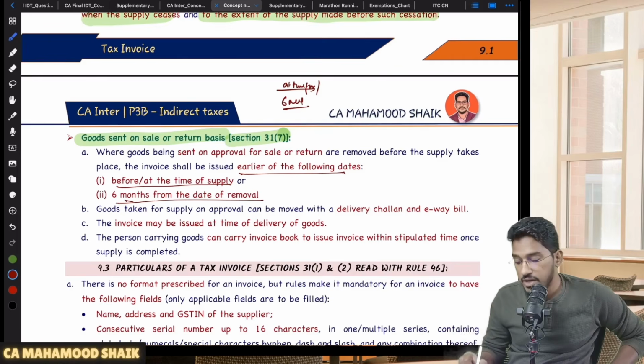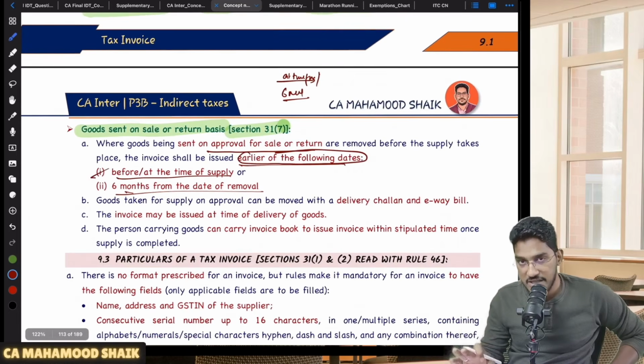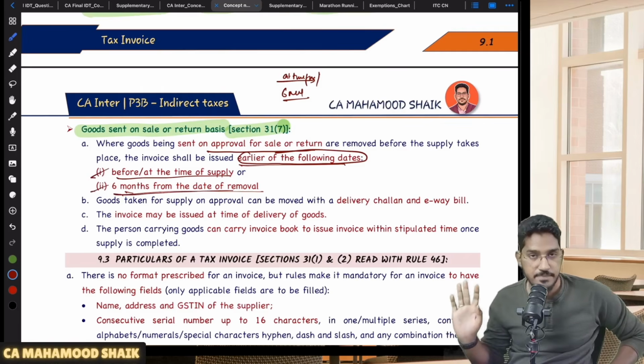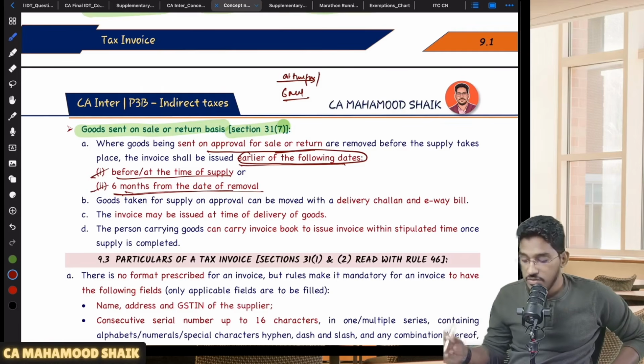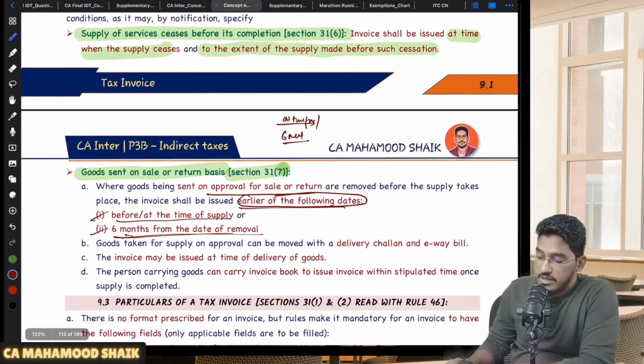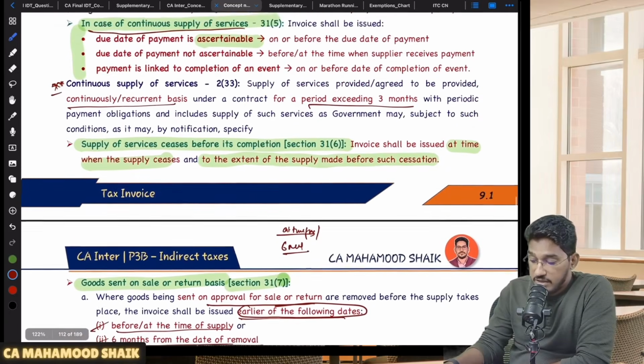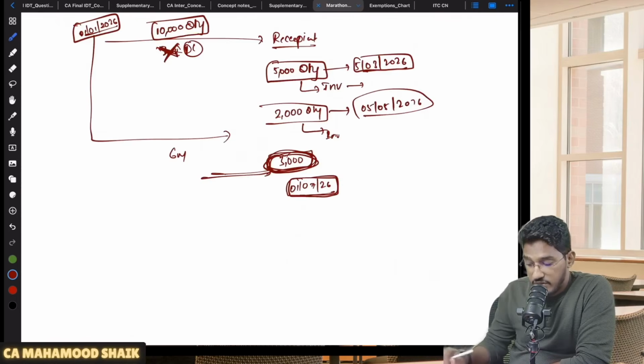Very important point. Where goods are being sent on approval for sale or return basis, the invoice is required to be issued on or before the earlier of the following dates. What is it? If the actual supply has taken place, before or at the time of supply, or maximum within 6 months from the date of removal of the goods. Understood?